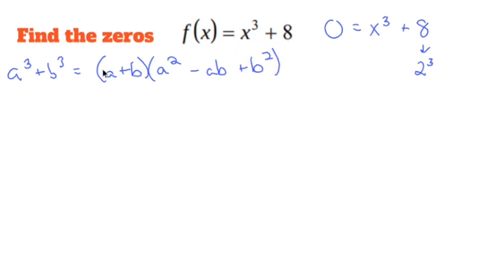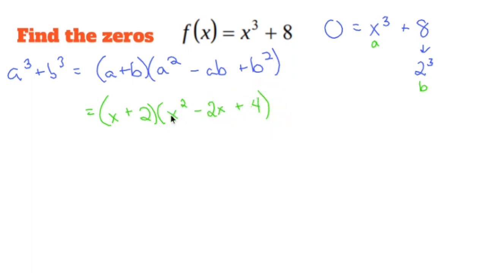Now, in this case, what's a, what's b? Well, if we're comparing a cubed to x cubed, then a is x. And if we're comparing b cubed to 8, which is 2 cubed, then b is 2. So let's fill this in using the letters. a is now x, okay? b is now 2. So a squared is x squared, minus, now let's be a little clever here, x times 2 is going to be 2x, and b squared is going to be 4.